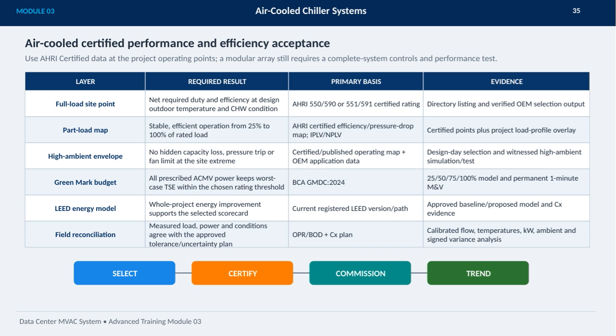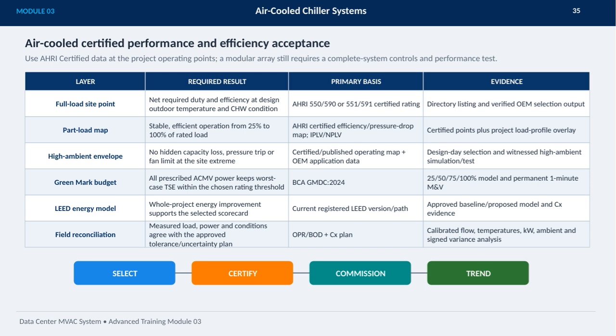At high ambient conditions, the goal is to avoid hidden capacity loss, pressure trips, or fan limits at site extremes, validated through certified maps and OEM application data, along with witnessed high ambient simulations or tests. The Green Mark budget ensures all ACMV power maintains worst-case thermal stress within rating thresholds, backed by specific standards like the BCA-IMDA 2024. Energy modeling supports whole project improvements for certifications such as LEED, using approved baselines and commissioning evidence.